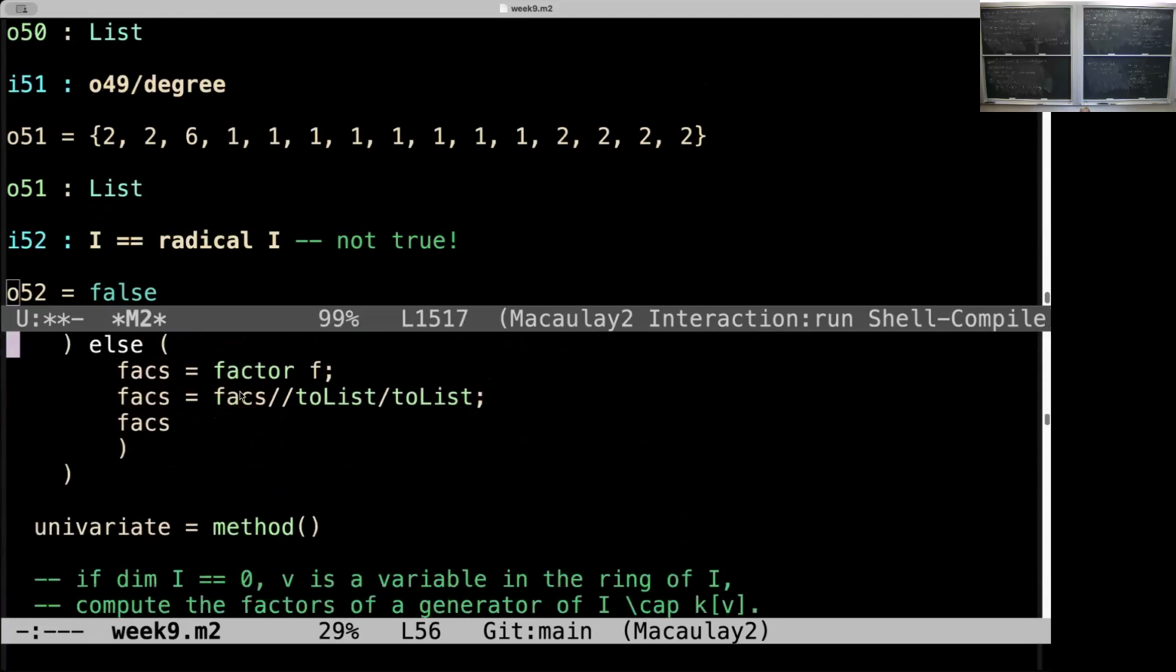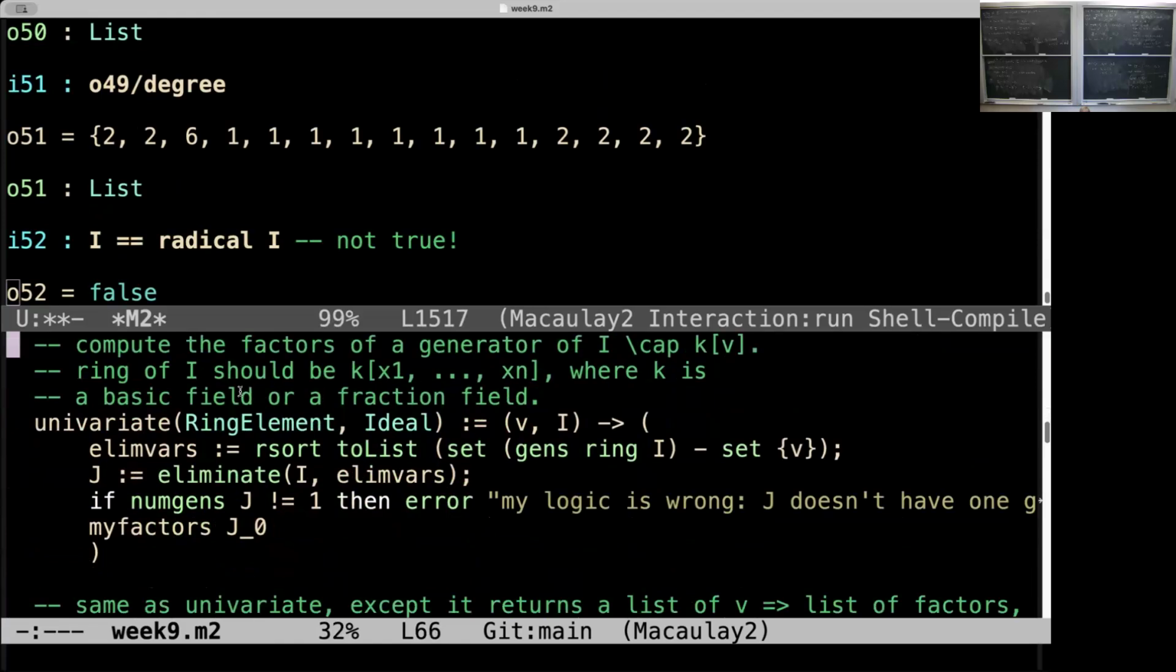My factors you can read about too, but univariate is the main one. What it does is take the list of all the variables except for v, because that's what you have to give to the eliminate command to eliminate those variables. So this makes the list of all the other variables other than v. The way you try this is you actually try it. You take this line, copy it, and just try it on yours. And then this eliminates it. This gives you an ideal.